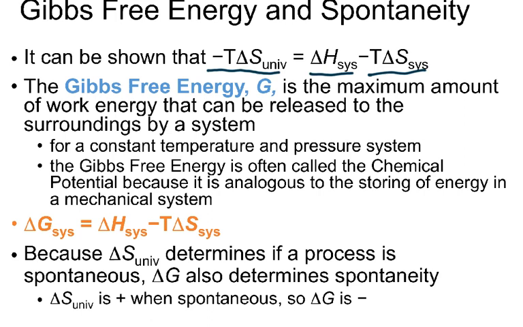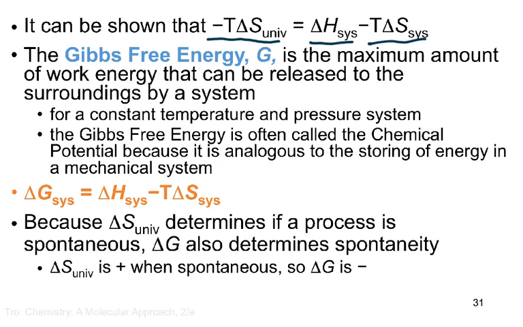It's often called the chemical potential because you can make an analogy to the storing of energy in a mechanical system. And because we talked about how the delta S of the universe determines if a process is spontaneous, delta G also determines spontaneity. So when our delta S of the universe is positive, our delta G is negative because of this negative sign there. And so a negative delta G means the process is spontaneous. A positive delta G means that the process is non-spontaneous.